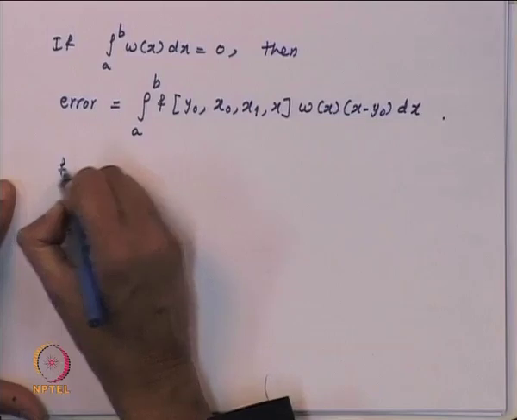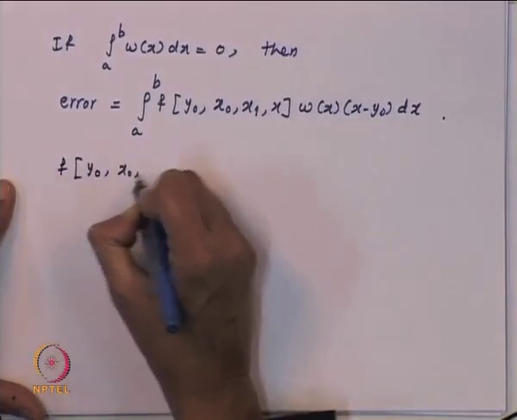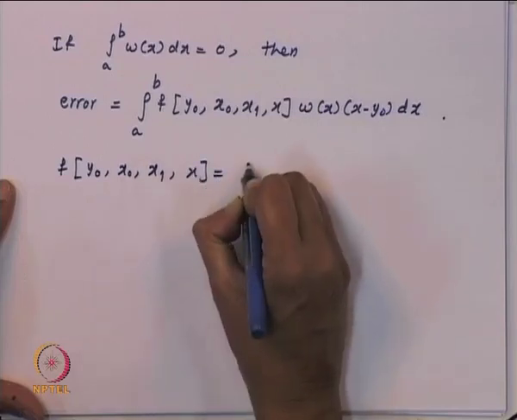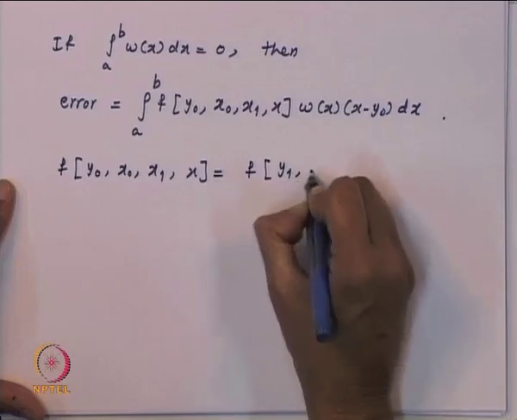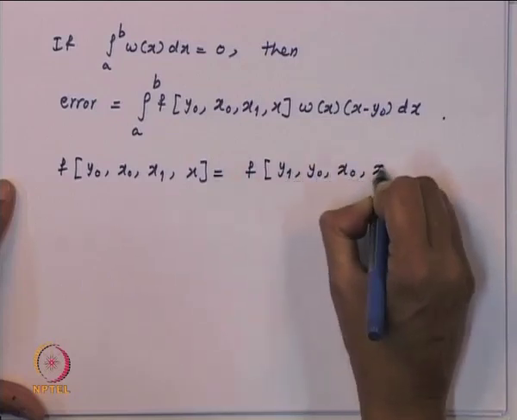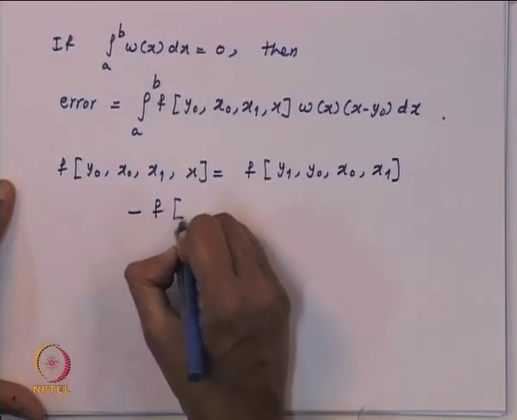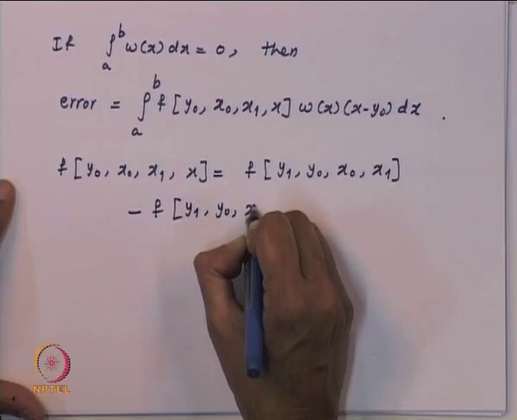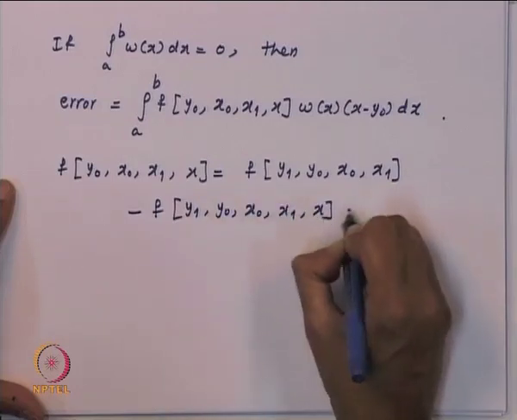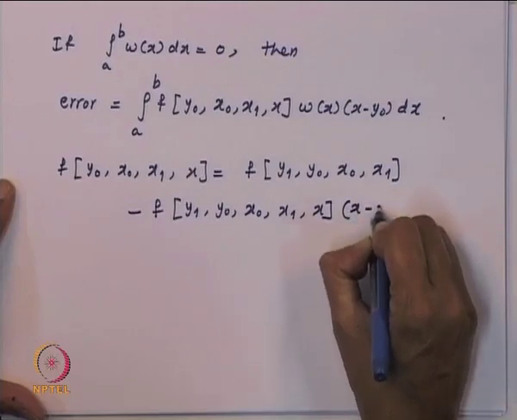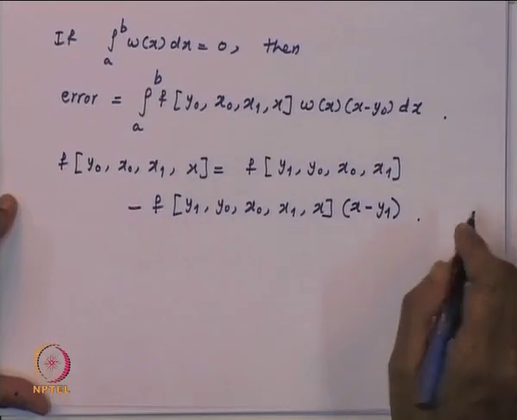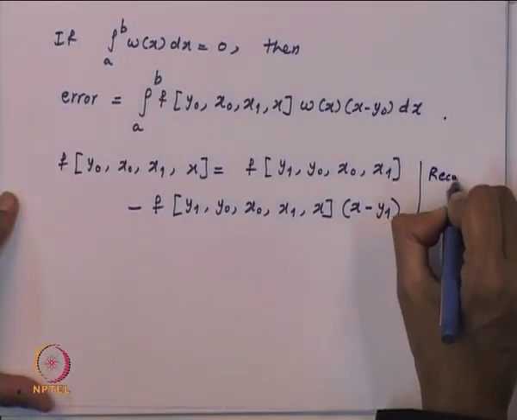Now, we will use the same technique again and obtain another condition which will give us the error to be 0 for cubic polynomial. So, now let us write down the divided difference y 0, x 0, x 1, x as f of y 1, y 0, x 0, x 1 minus f of y 1, y 0, x 0, x 1, x multiplied by x minus y 1. So, this is the recurrence relation.